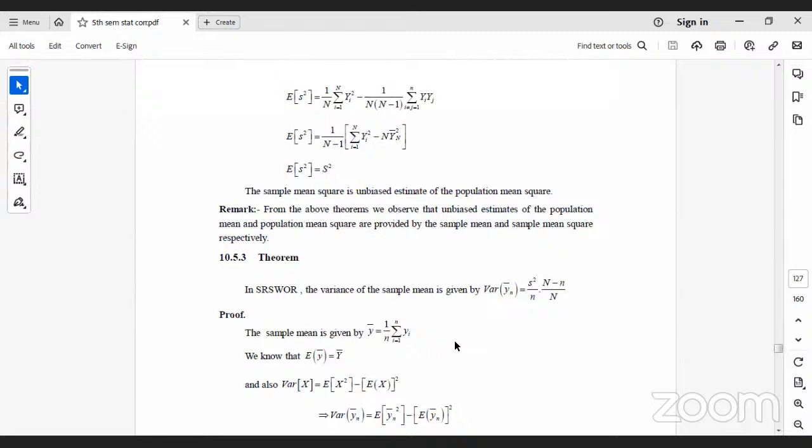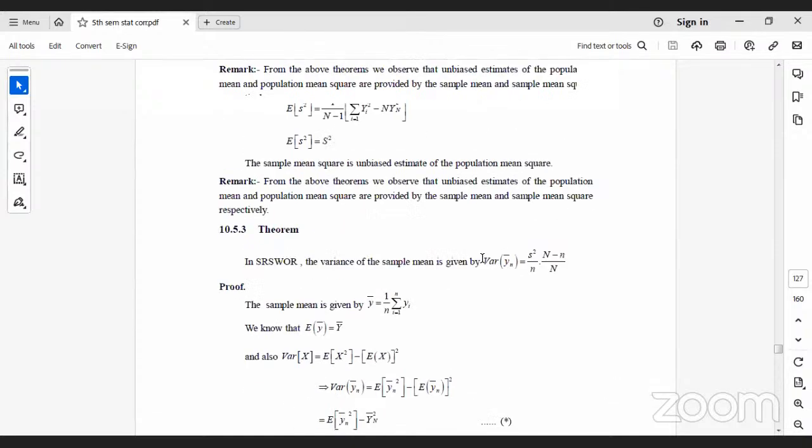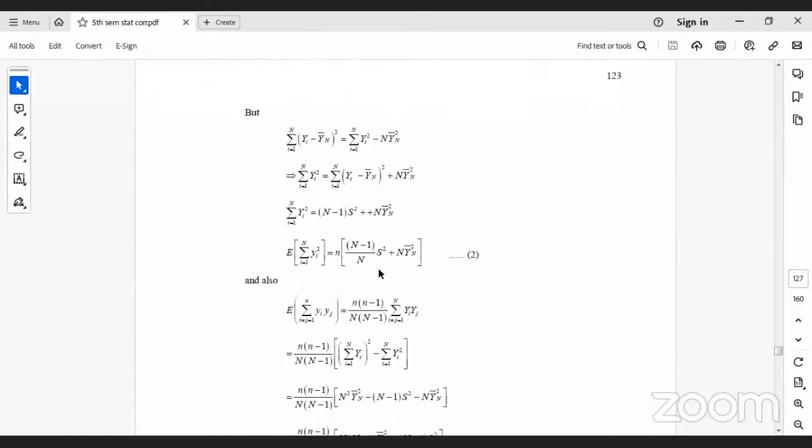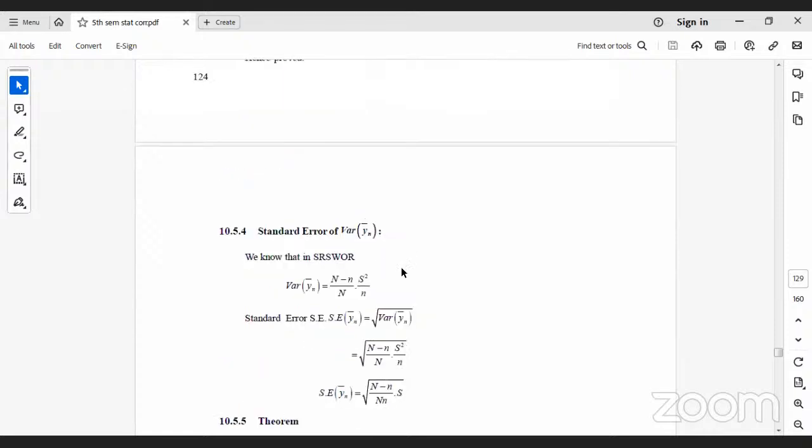In the next class, in 10.5.3 without replacement, this is also important: S² by n times (N minus n) by N. Saying this, I will move on to the 11th and 12th units. Any doubts?